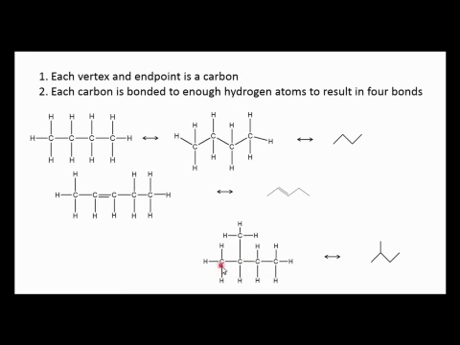This one has a branch. There are 1, 2, 3, 4, 5 carbon atoms. We can see that over here. 1, 2, 3, 4, 5 carbon atoms. 1, 2, 3, 4 of them are in a line.